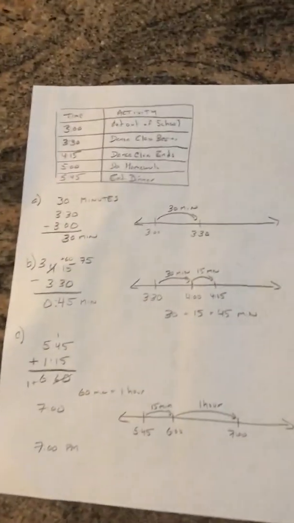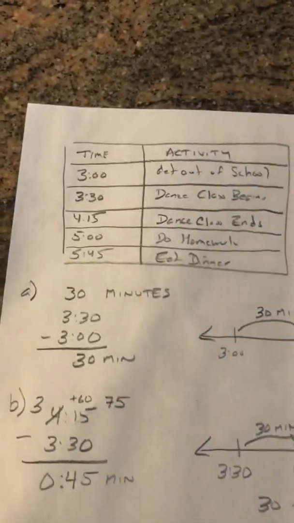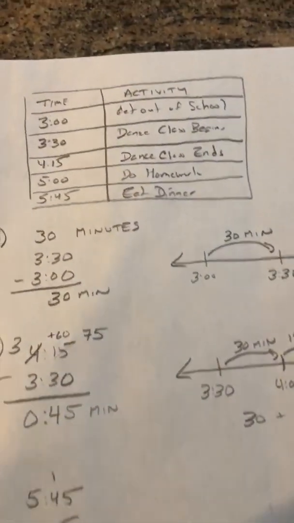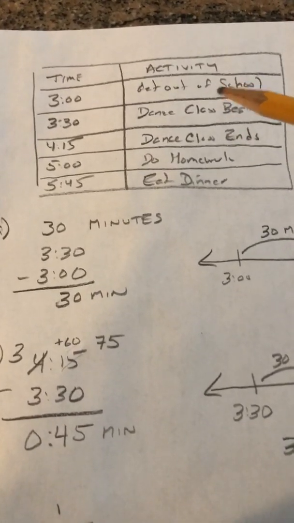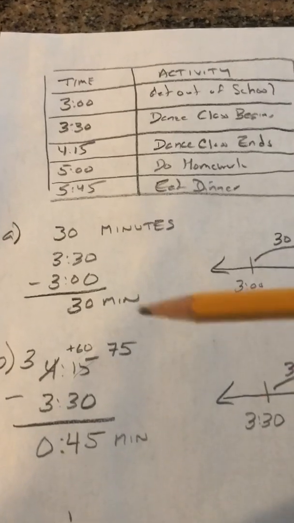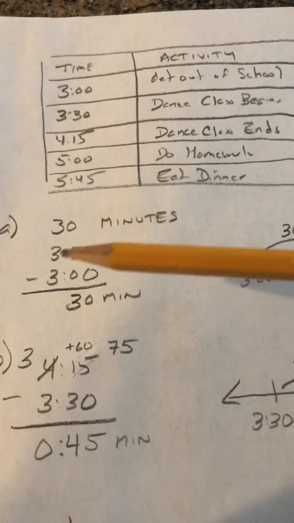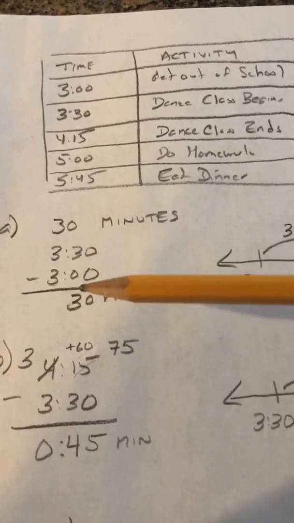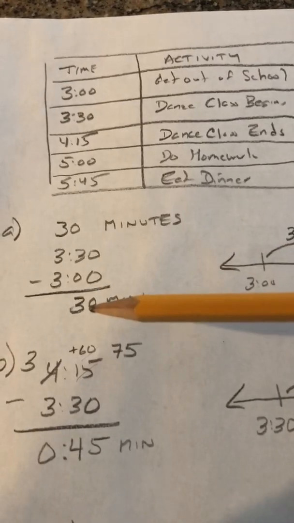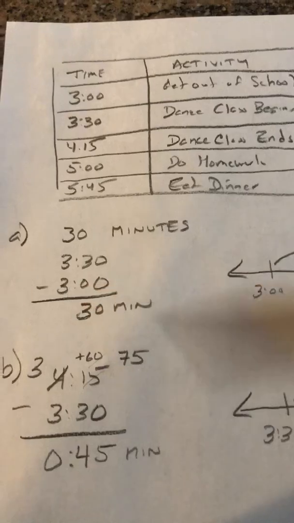So, our solutions. What I've done here on my scrap paper is I've just recopied the chart with the times that she has her different events. On the first one, we want to know how much time she had between when she got out of school and dance class beginning. So this would be a subtraction problem that we can do here. So we'd be doing 3:30 minus 3 o'clock. And this one is fairly easy to understand. We're just going to subtract 0 minus 0 is 0. 3 minus 0 is 3. 3 minus 3 is 0, so I don't need to put it there.